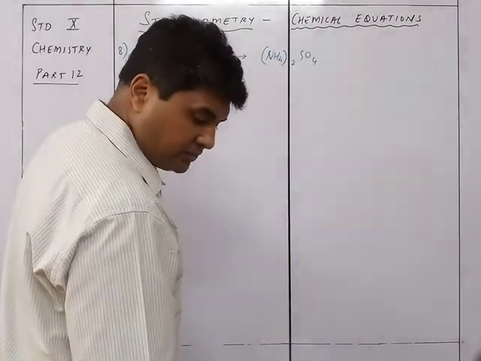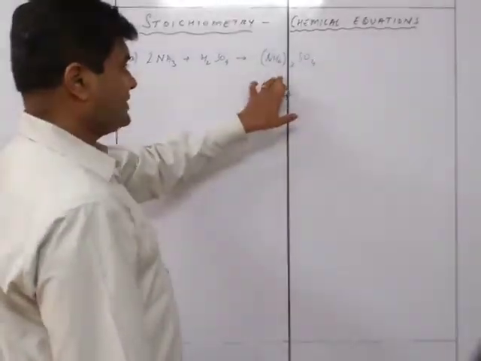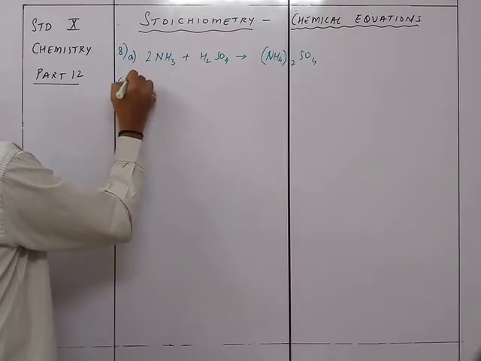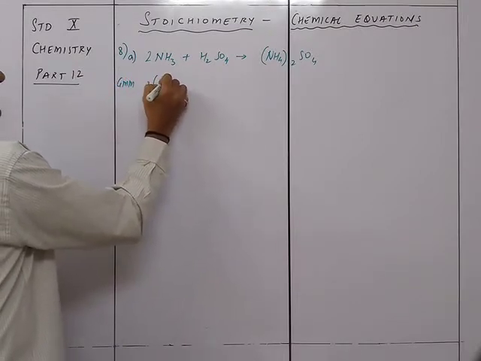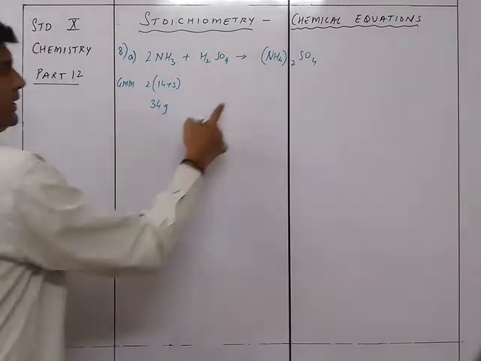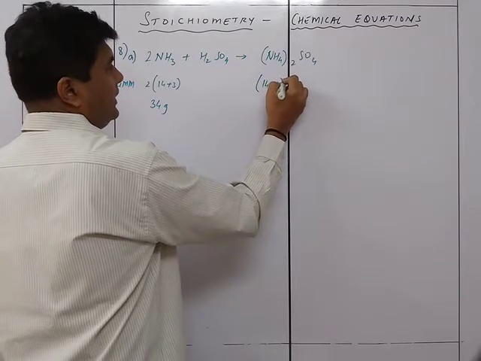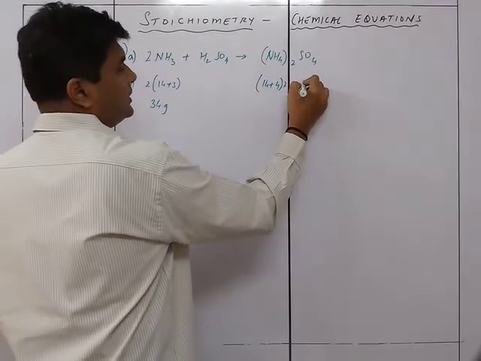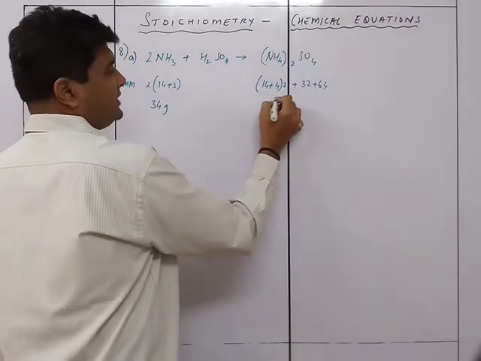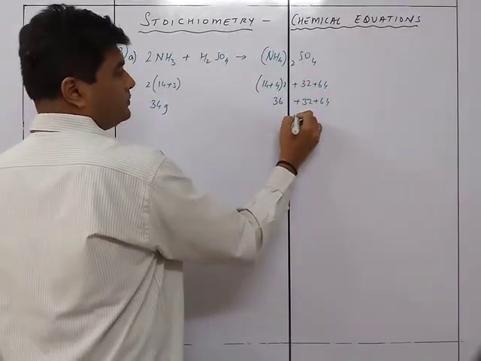So they have given us, first of all, 78 grams of ammonium sulfate. This is 78 grams. So first of all, we need this part. The GMM is 2 into 14 plus 3 is 17, so it is 34 grams. And over here will be 14 plus 4 into 2 plus 32 plus 64. So that will be 18 into 2 is 36 plus 32 plus 64. That is 132.